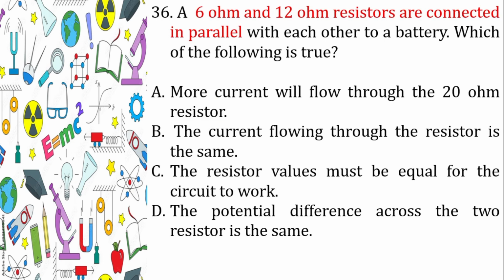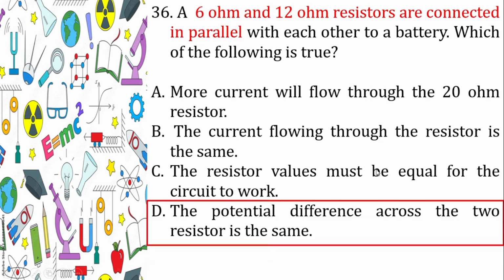36. A 6 ohm and 12 ohm resistor are connected in parallel, they are parallel with each other, to a battery. Which of the following is true? Okay, so the true statement here is letter D. The potential difference across the two resistors is the same.